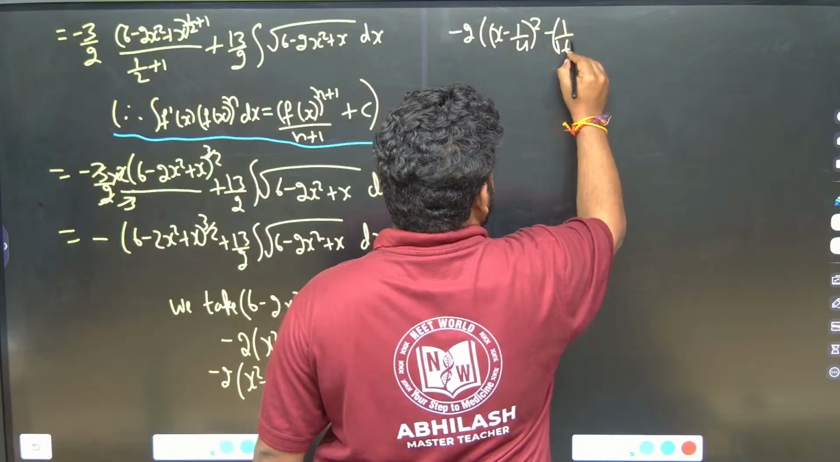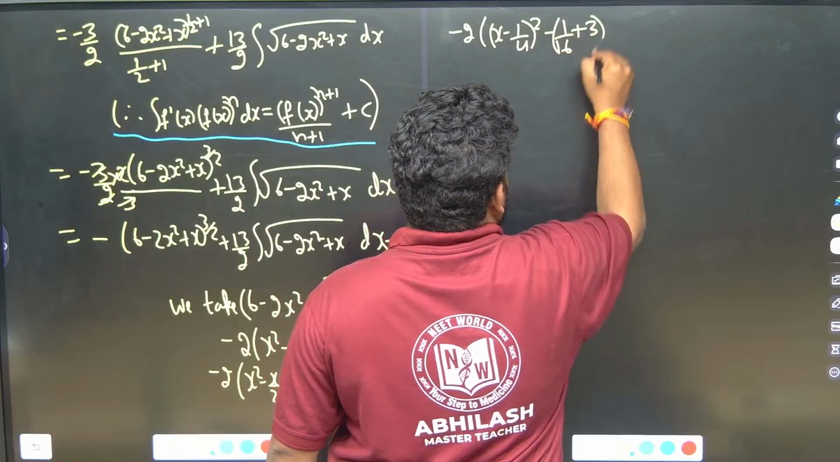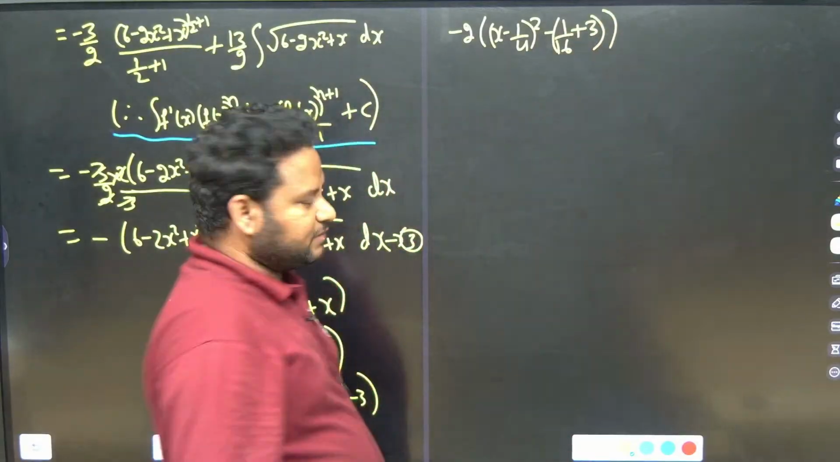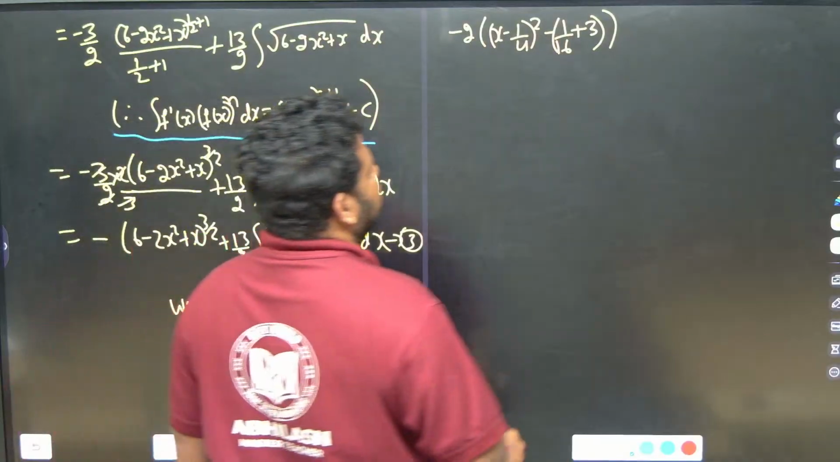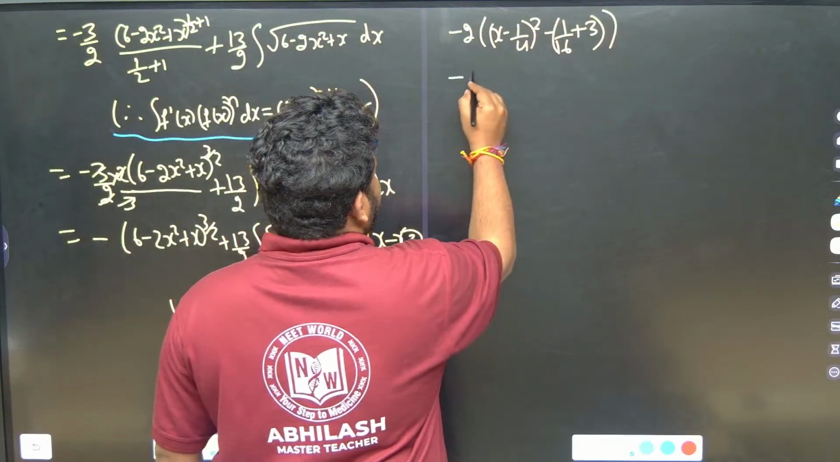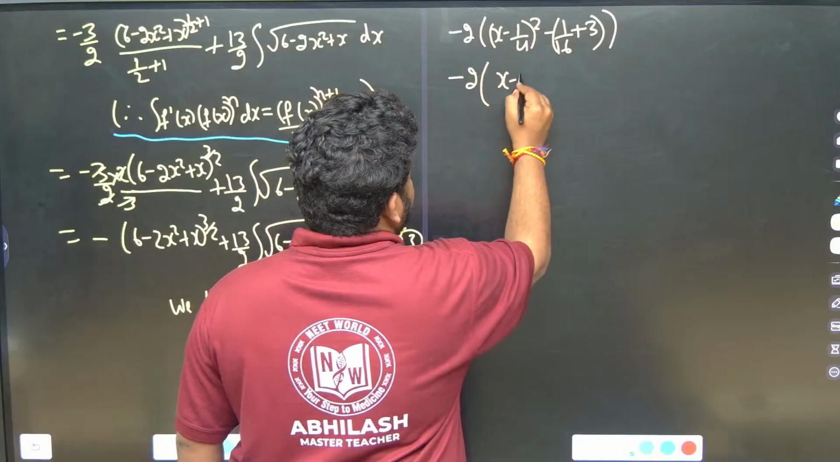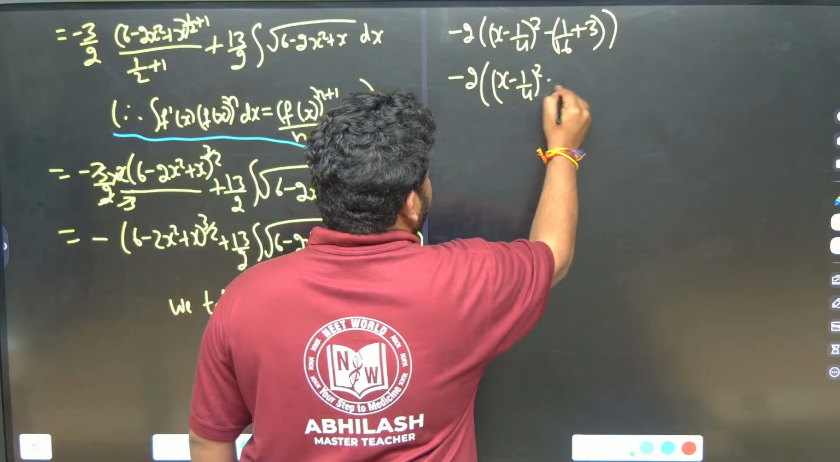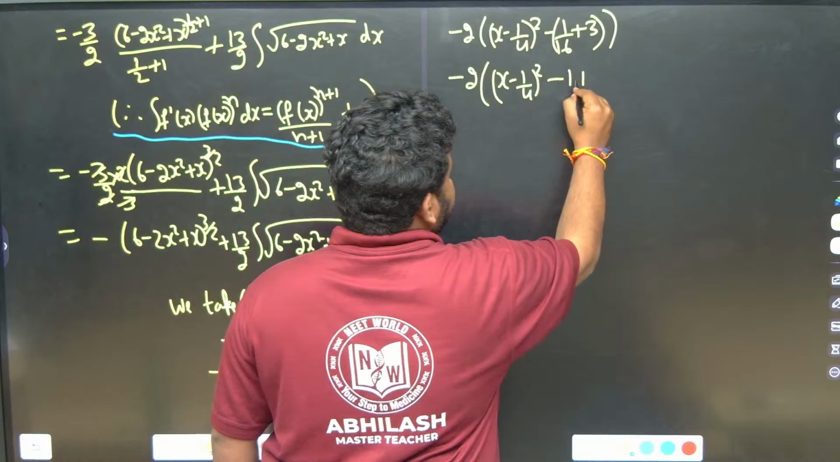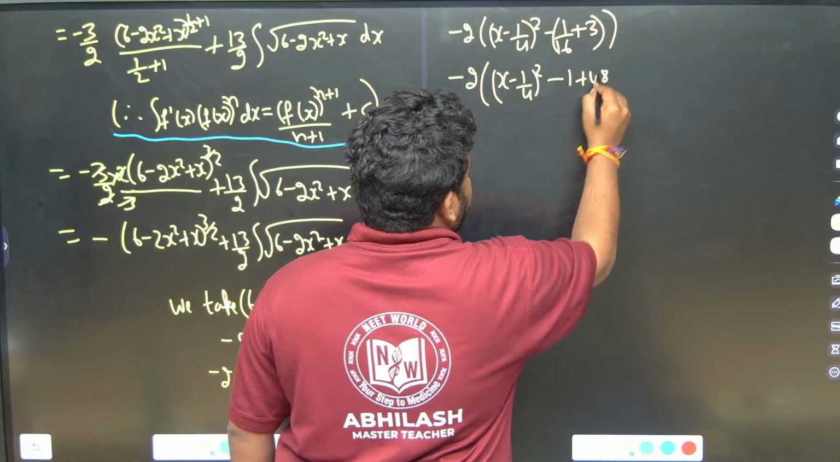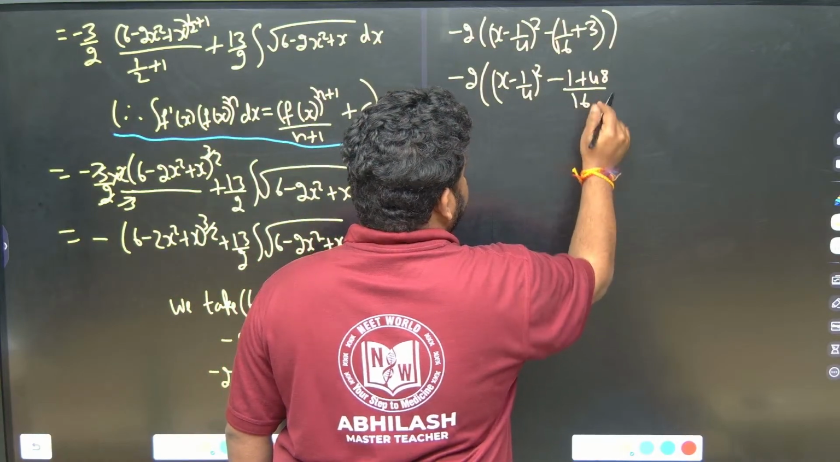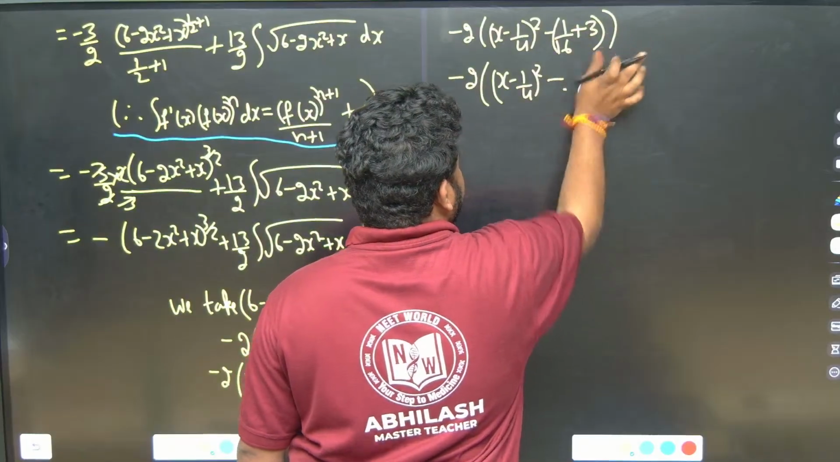Correct now? Let me take minus outside: 1 by 16 plus 3. 16 3s are 48, 48 plus 1 is 49. So minus 2 into x minus 1 by 4 whole square. So this will become 1 plus 48 by 16. Let me write it as 49 by 16 directly here. So I can write it as what?